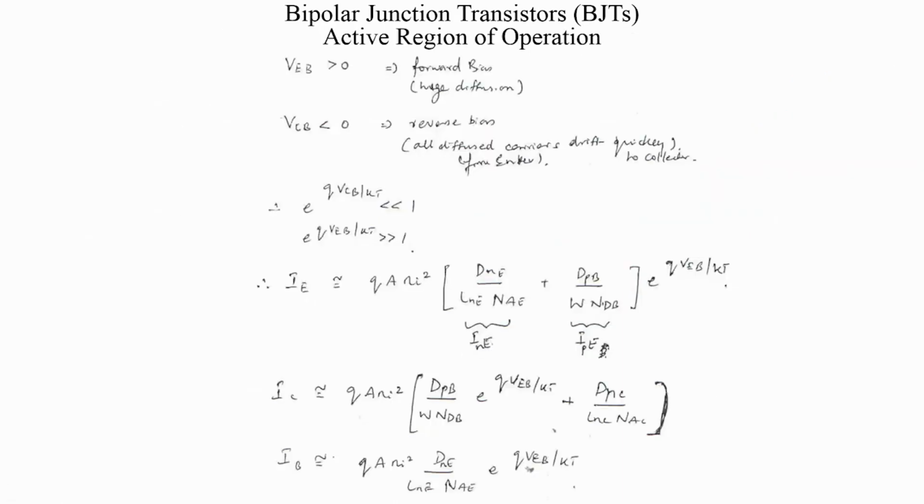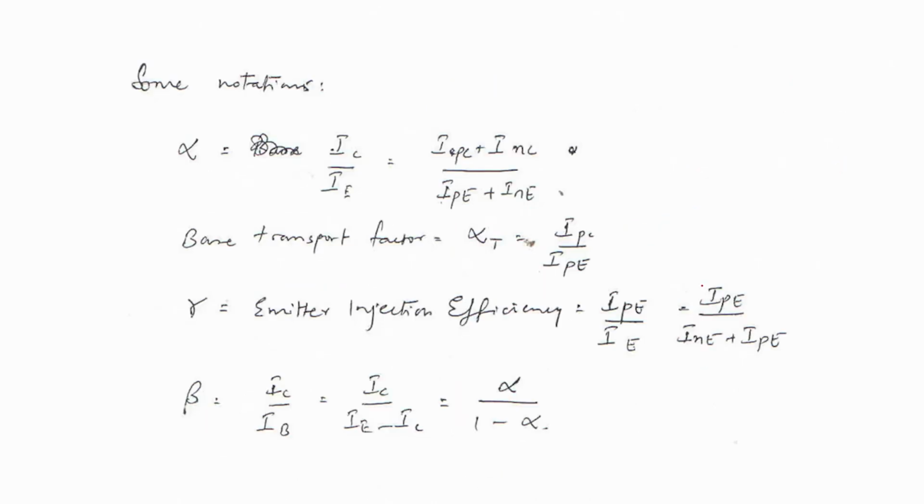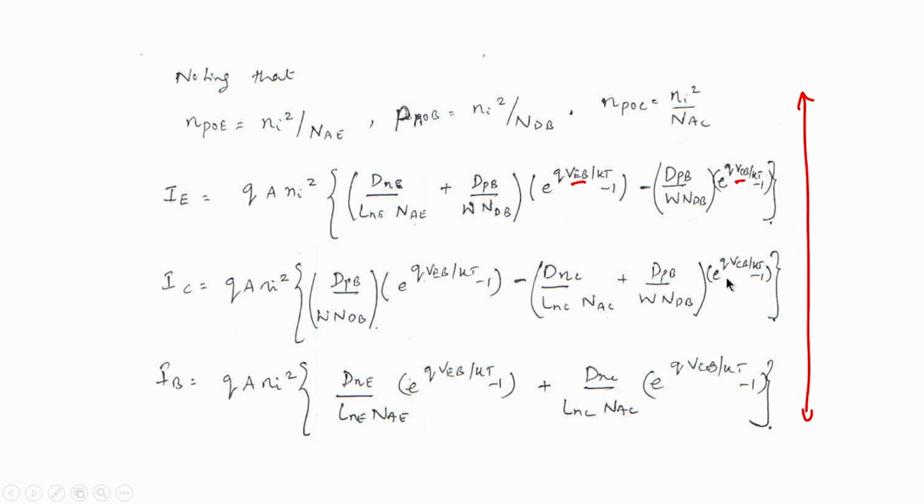Active mode is something we are particularly interested in because we will later use this for doing circuits. So you say that VEB is greater than 0 and VCB is less than 0 because that is reverse biased, and therefore we have these two assumptions, and therefore the emitter current becomes this. Why did the emitter current become this? If you go back to the general equations, since exponential of qVEB by kT is much greater than 1, we have ignored the 1, and since exponential of qVCB by kT is much less than 1, we have ignored the exponential term.